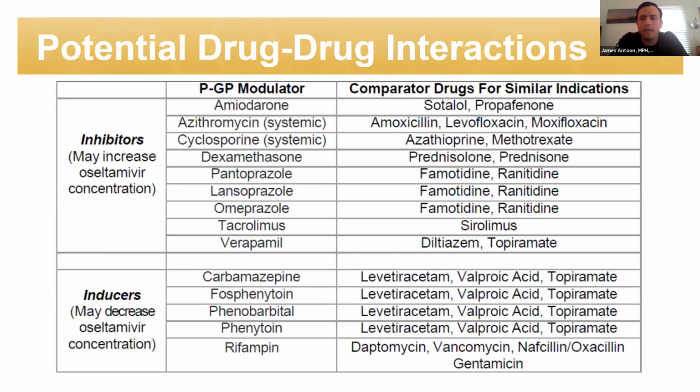And these PGP modifiers are medications that are commonly used in kids. Things like dexamethasone and other steroids, PPIs, azithromycin, which is often misprescribed in influenza. And it's likely that children who are on oseltamivir, or at least some of them, are having these concurrent exposures, but we really don't know how often this occurs.